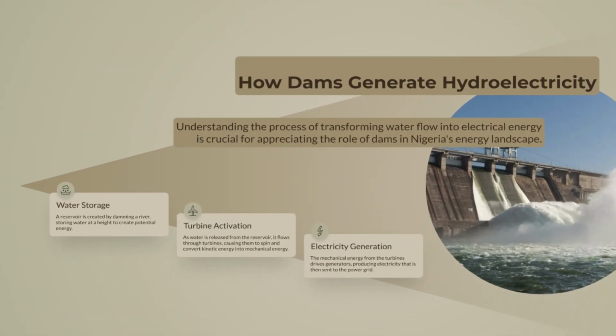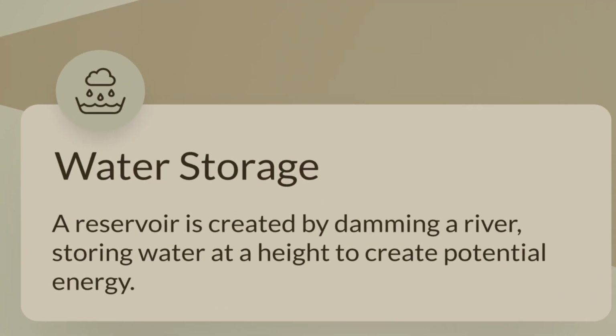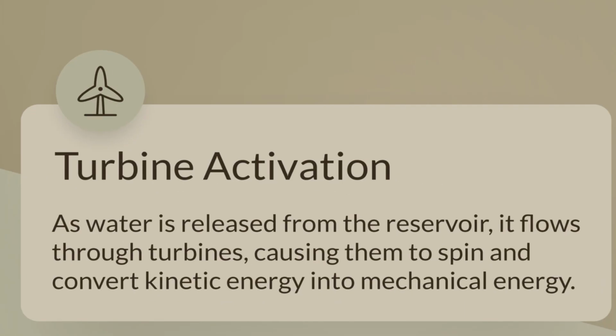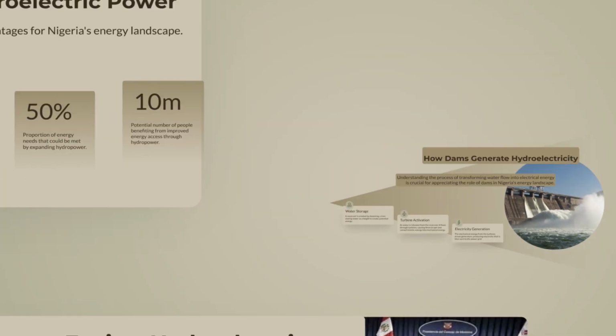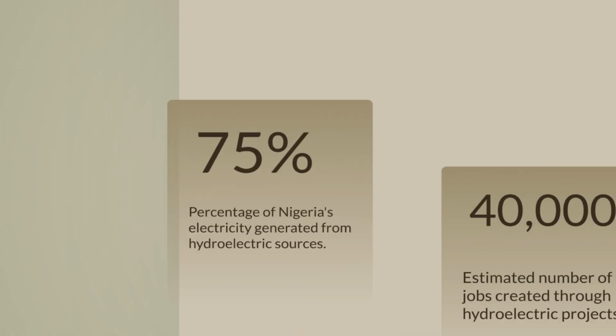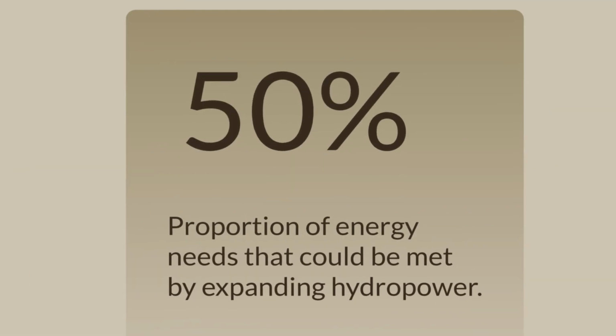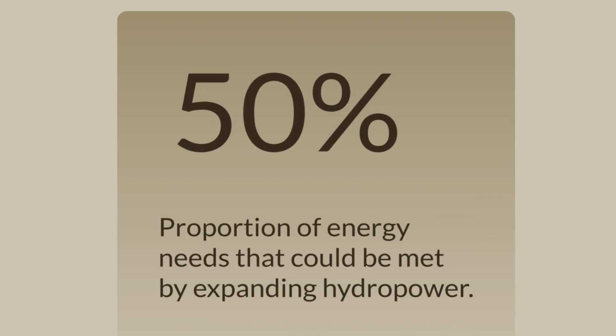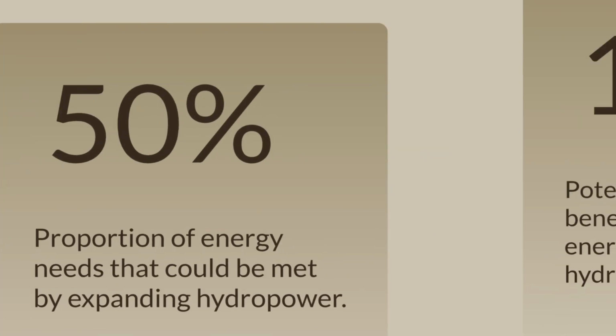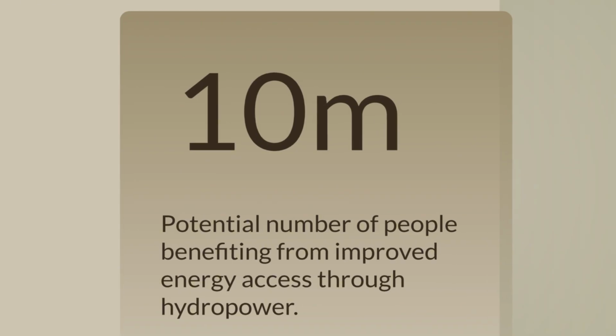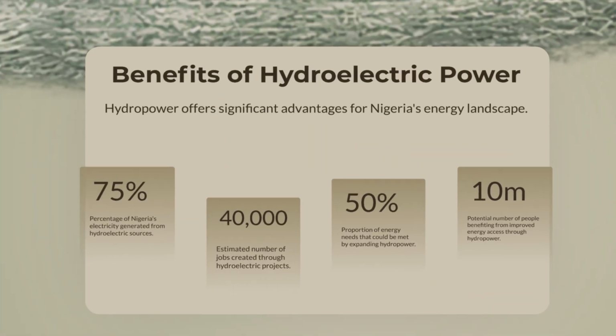So this is just the conceptualization, and you can see the transition, the wonders of how this presentation is created. You can see how dams generate electricity, water storage at the first stage. Then we have the turbine activation, the electricity generation. We can move step by step from water storage, reservoir is needed, the turbine activation to electricity generation, and then back to the benefits of hydropower, and then 75%, 40,000, and then 50% proportion of energy needs that could be met by expanding hydropower. So this is about 10 million benefits, potential number of people benefiting from improved energy access through hydropower in Nigeria as a whole.